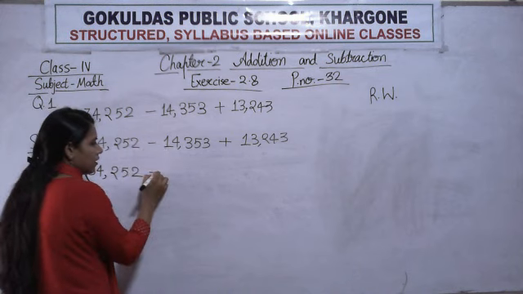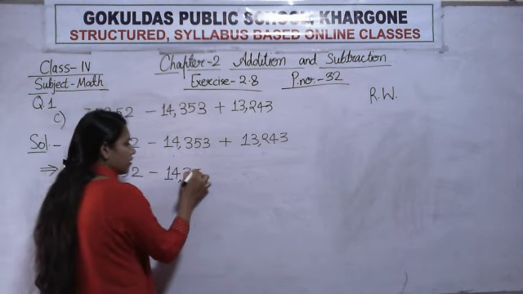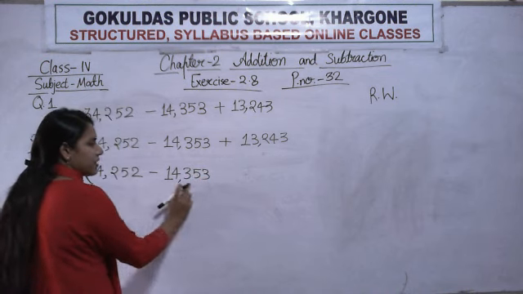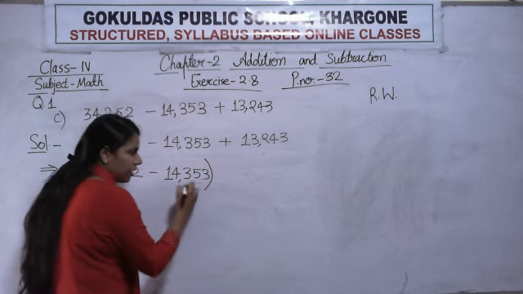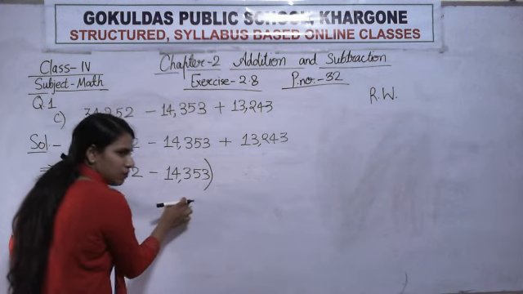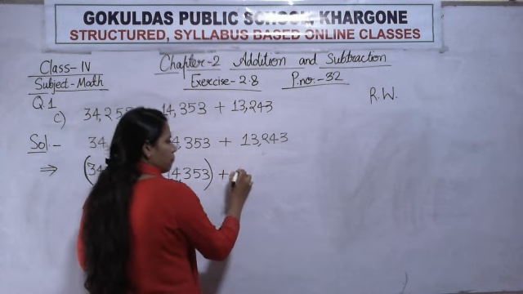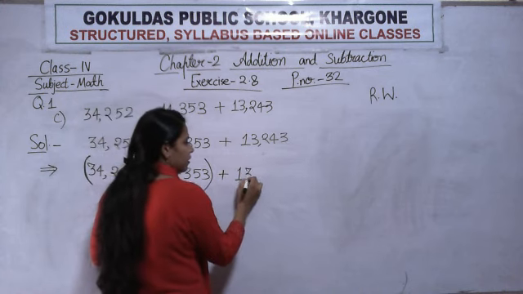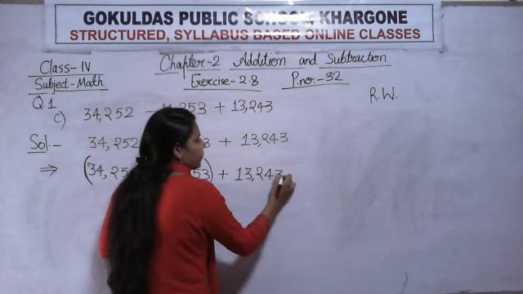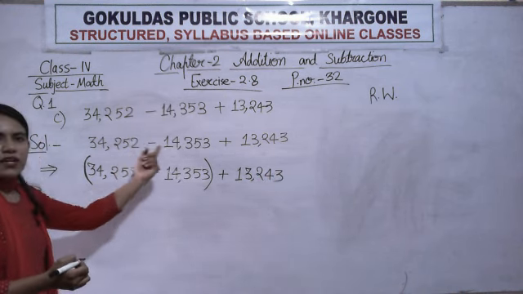Then the minus symbol, I am putting the minus symbol. The second number I am writing is 14,353. Now my second number is over, so I will close the bracket. Here my bracket was opened and here I am closing it. Now the plus symbol is there, so put the plus symbol. Now a number is remaining, so write that number, 13,243.